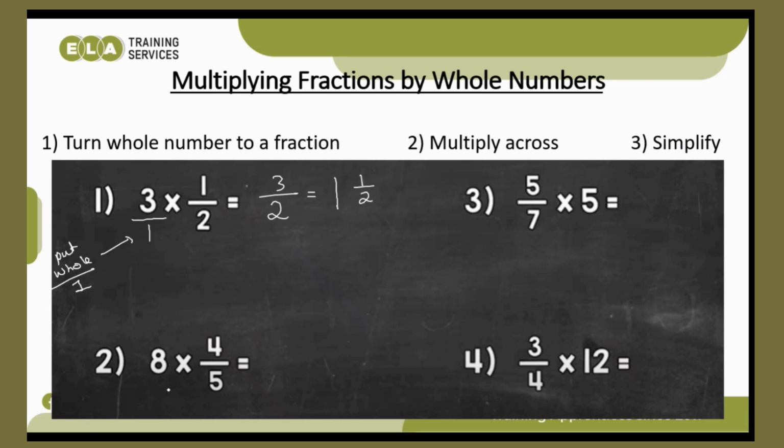So 8 times 4 over 5. 8 over 1. 8 times 4 is 32. 1 times 5 is 5. How many 5s in 32? 6 and 2/5. Okay, spend a couple of minutes now just having a go at 3 and 4.